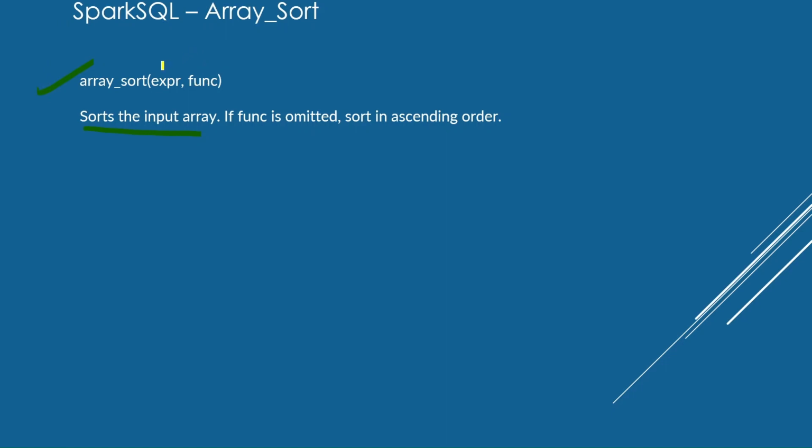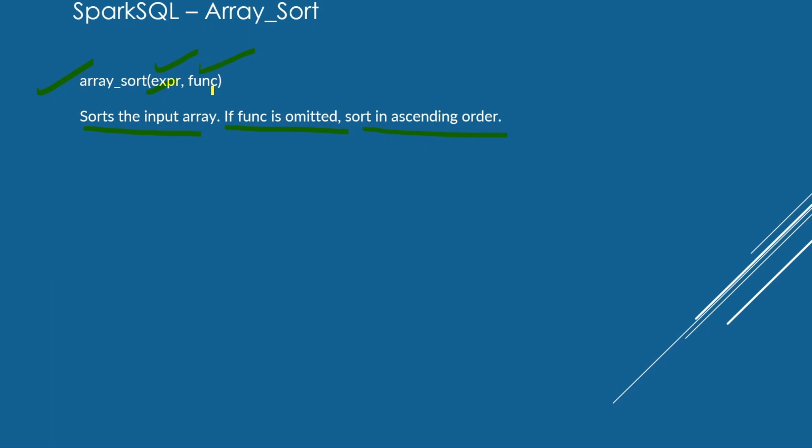It takes two arguments. One is the expression and one is the function. The expression is nothing but an array. The function is for when you want to sort in a customized way, so we can write a function and sort based on that function. This array sort function will sort the elements present in the array list. If the function is omitted, the sort is in ascending order.